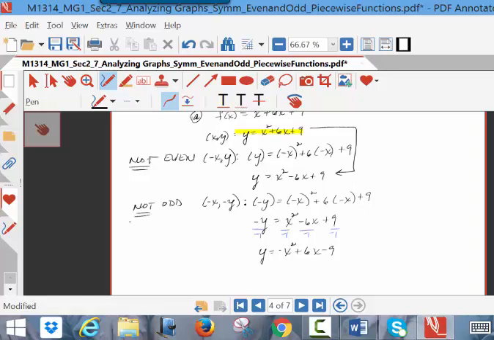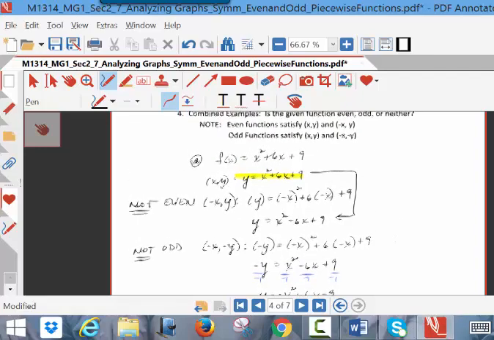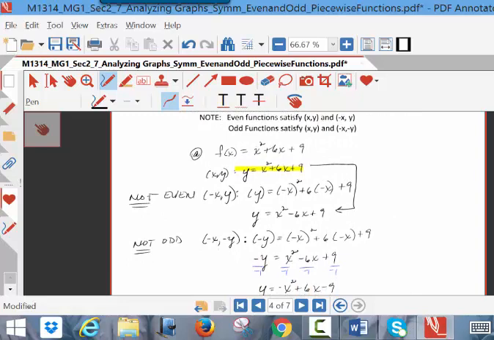Okay, so this would be neither even nor odd. So it's not either of those. We could even write this: neither even nor odd. That's how they write it.